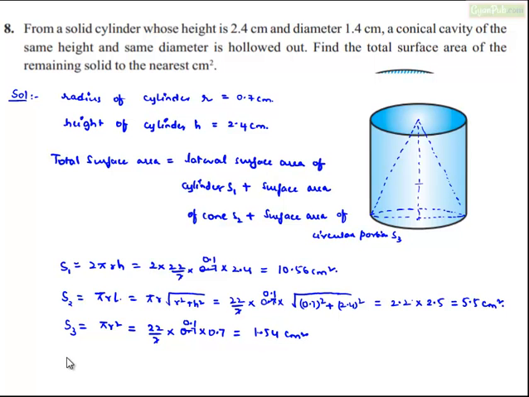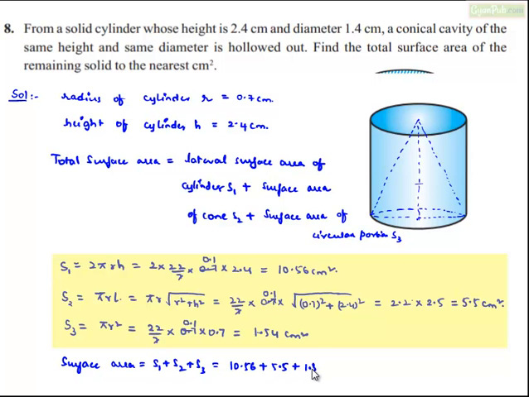centimeter square. Therefore now the required surface area is equal to S1 plus S2 plus S3, which is equal to 10.56 plus 5.5 plus 1.54, which is equal to 17.6 centimeter square. This is the required answer.